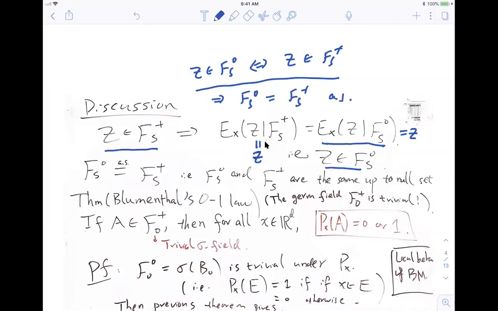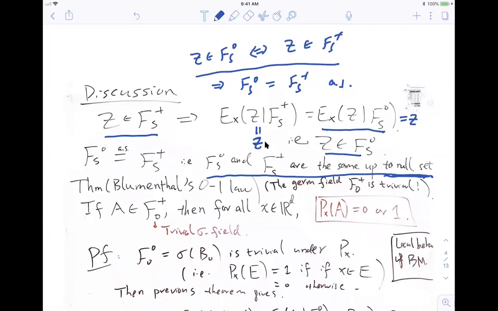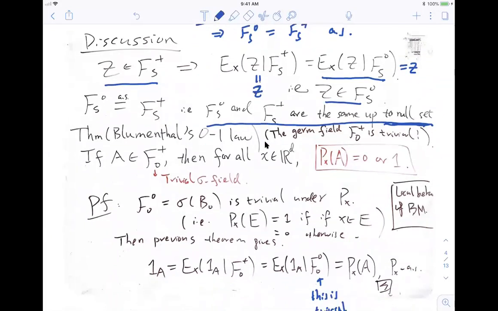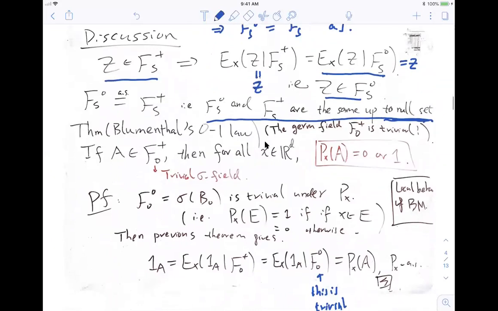Which means they are the same up to a null set. Null set means probability zero, or it's a subset of a probability zero set. So F0 and F0 plus are the same. You can just think they are the same. The two definitions of current information, F0 and F0 plus, are the same. Okay, so everything up to now is just a discussion. We haven't seen anything interesting yet.